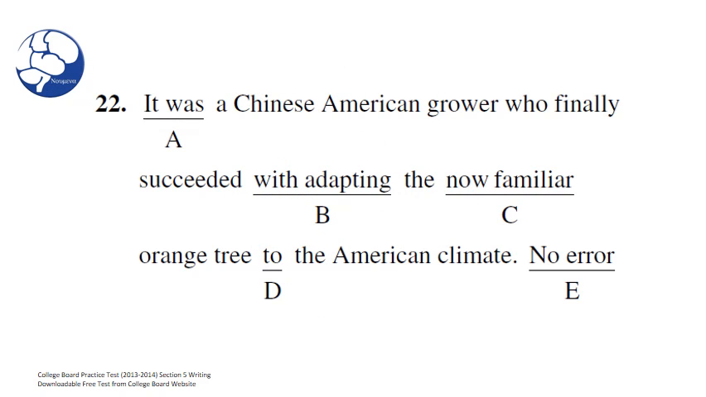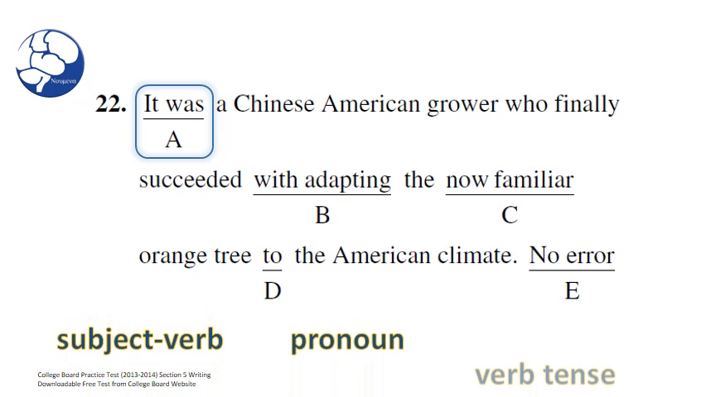22. Let's read this question first. It was a Chinese-American grower who finally succeeded with adapting the now familiar orange tree to the American climate. Let's look at A. It was. In A, we're looking for subject-verb, pronoun, and verb tense. So let's do a subject-verb check. It is singular and was is singular. We're fine here.